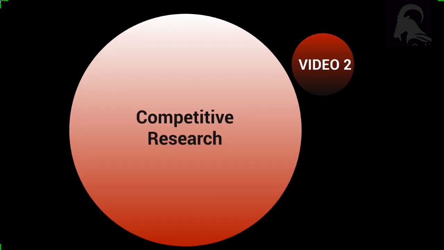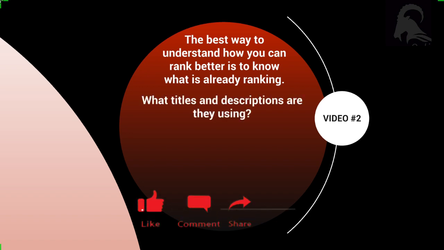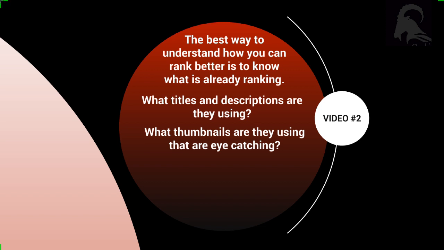So let's talk about competitive research. You see, the best way to understand how you can rank better is to know what is already ranking in your niche or your market. So what we want to do here is analyze the videos that are on the top. And I want you to specifically look at what titles and what descriptions they are using, what thumbnails they are using that are eye-catching, and what the user experience is like when you click through those videos.